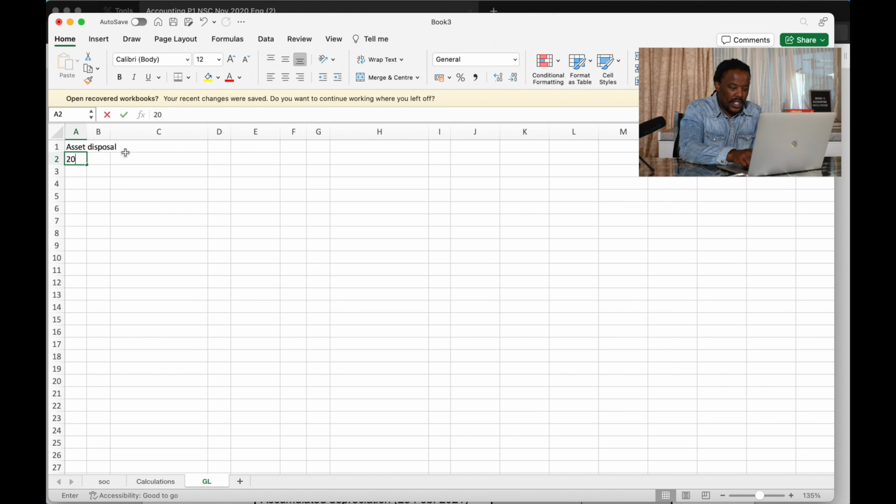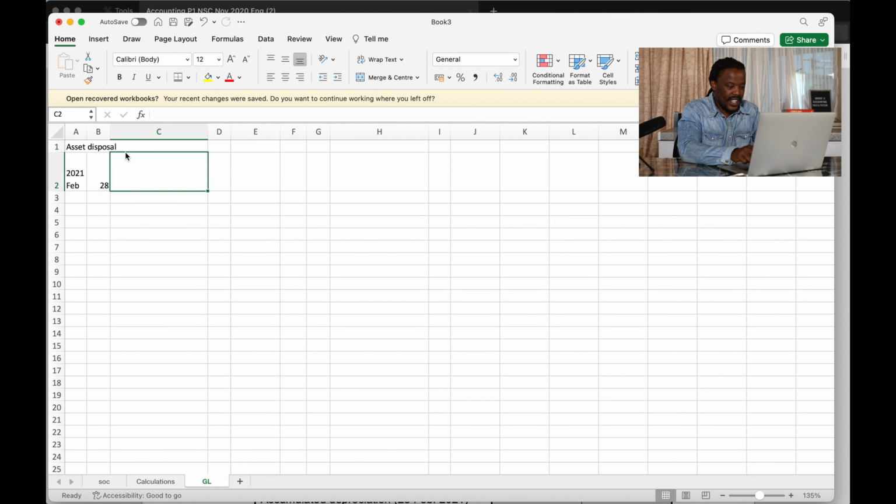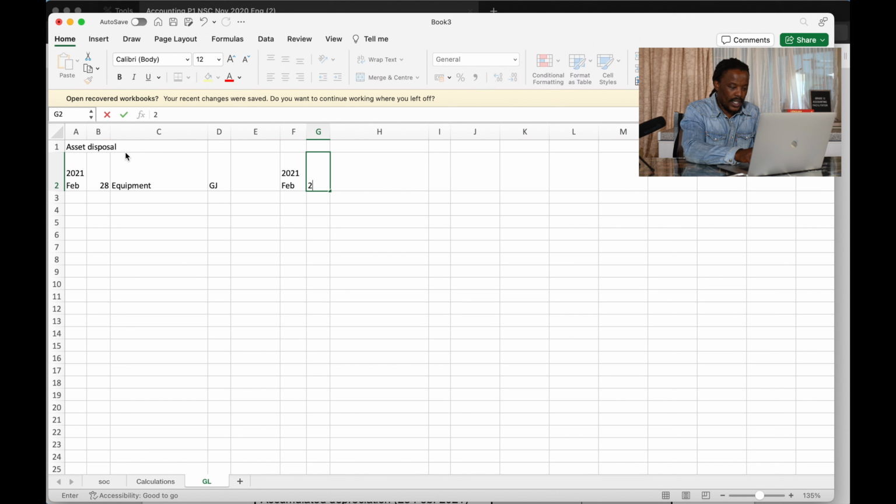Now, 2021, February 28, we have equipment from general ledger, and then we will check the amount. 2021, February 28, we have accumulated depreciation on equipment.